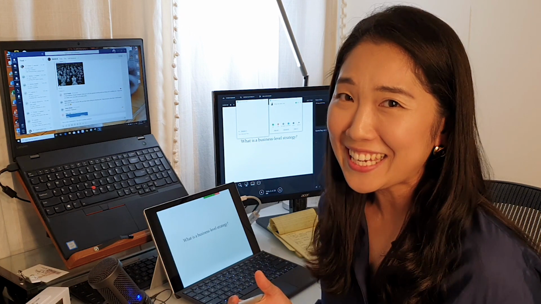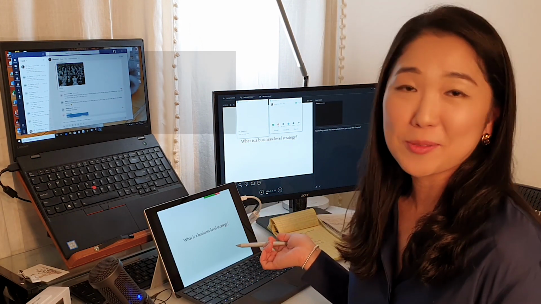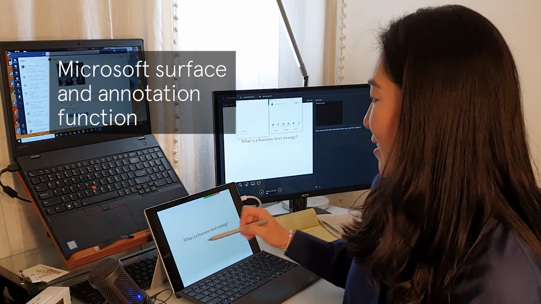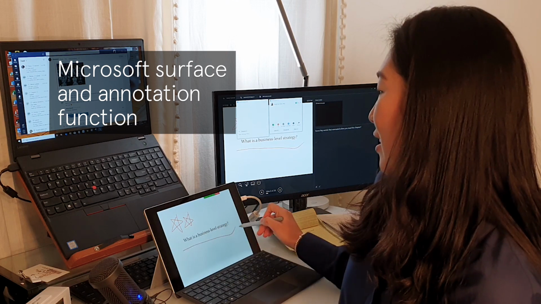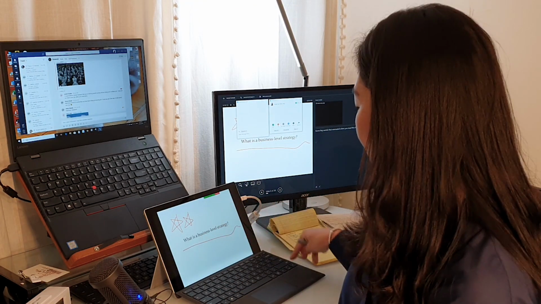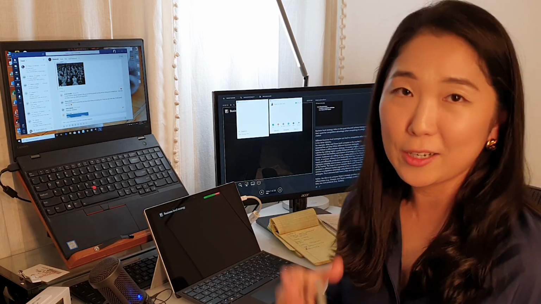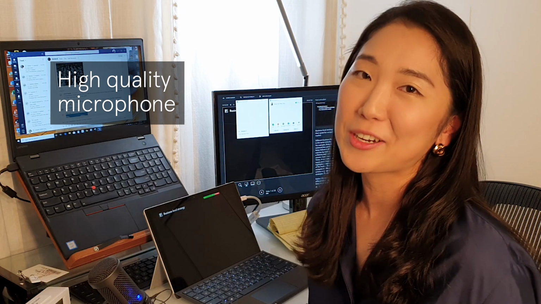So I'm not techie and I don't use a lot of high-tech stuff, but I do use Microsoft Surface because I like their annotation function. Students really like it as well, and the good thing about it is that it goes away as soon as I go to the next slide. And I also use a good quality microphone so that students could hear me clearly.